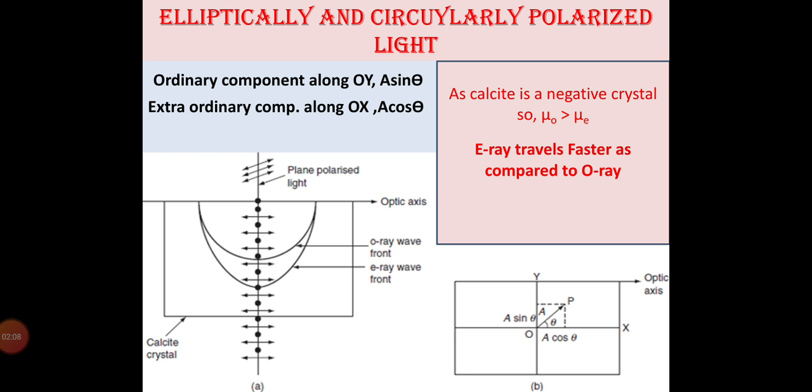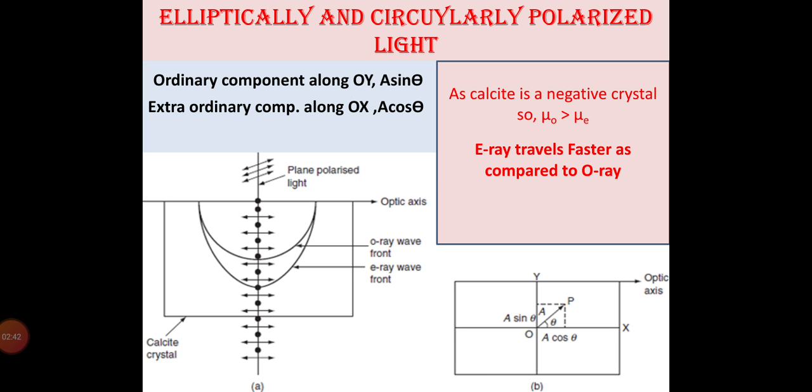Then on entering the crystal, it will definitely split up into two components, the ordinary component and the extraordinary component. The ordinary component will have the vibrations along the direction y, that is along OY, and it is represented by A sin theta. The extraordinary component will have the vibrations along OX and it will be shown by A cos theta as its amplitude. So the amplitude of the O ray is A sin theta and of the E ray is A cos theta.